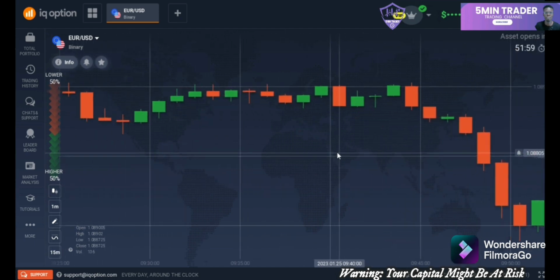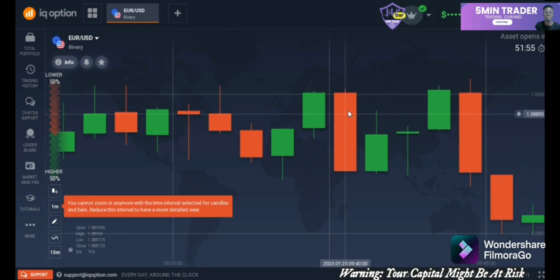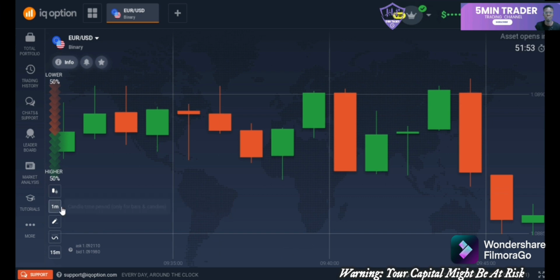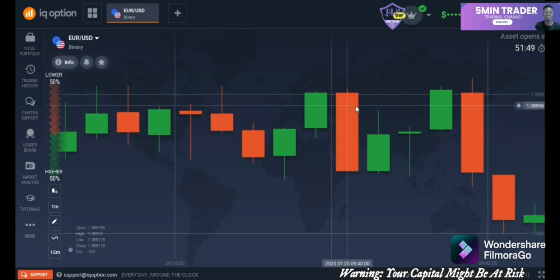What is the story behind this red candle? Now we are currently analyzing a 1 minute chart. This means that this whole red candle, everything you are seeing here, is 1 minute.